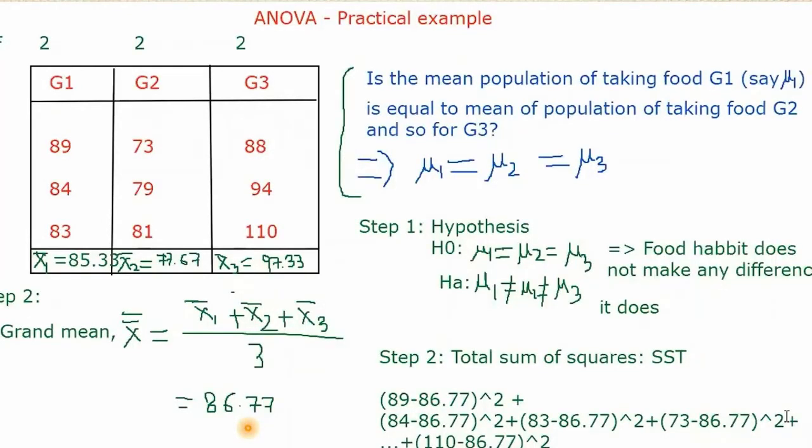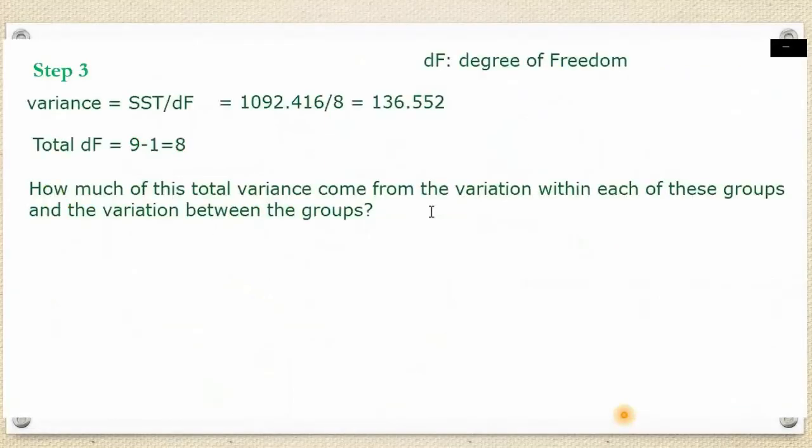Now how do we find the total sum of squares? Here, 89 minus 86.77 squared is the sum of squares for this value. Similarly, 84 minus this will be the sum of squares for this value. For all 9 values I will find the sum of squares, and the total sum of squares will be the summation of that. In step 3 we find the variance, which is SST divided by the degrees of freedom.